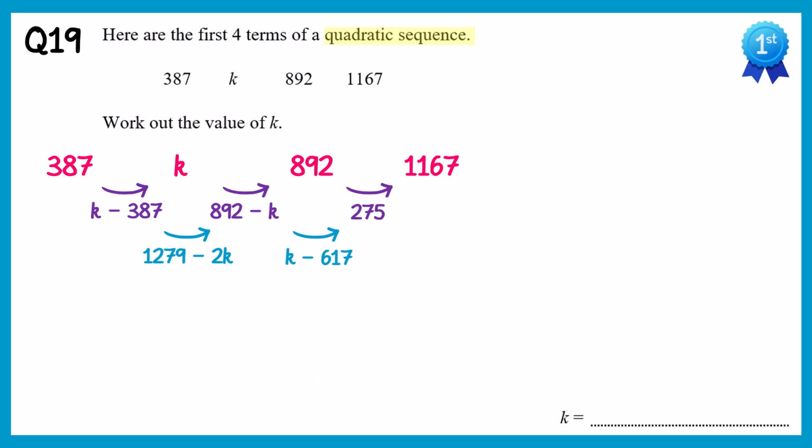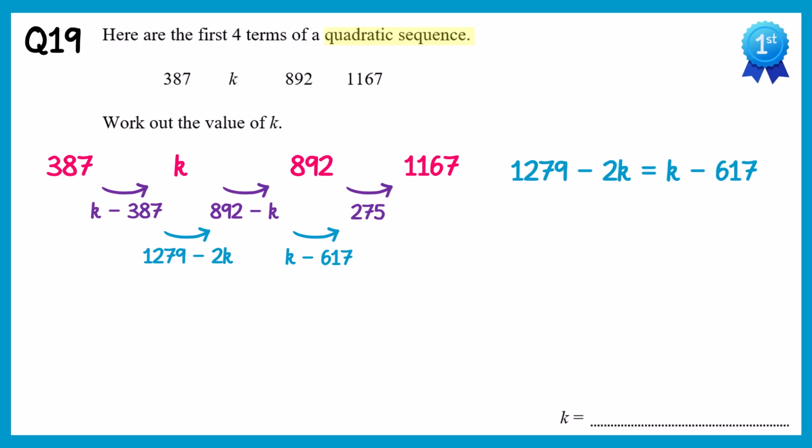Now I said earlier that for any quadratic sequence, the second differences are always equal. So these two expressions here that are in blue must be the same. 1279 minus 2k must be the same as k minus 617. So we can set them equal to each other. This now just gives us an equation to solve to find k.